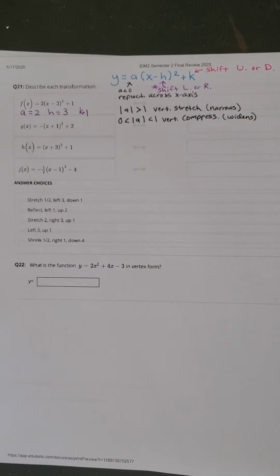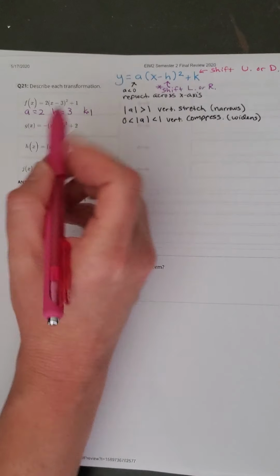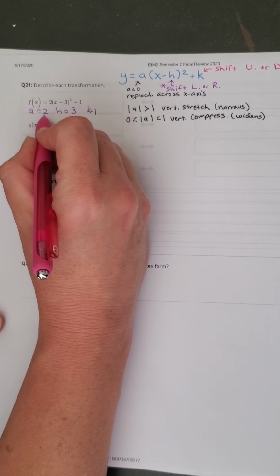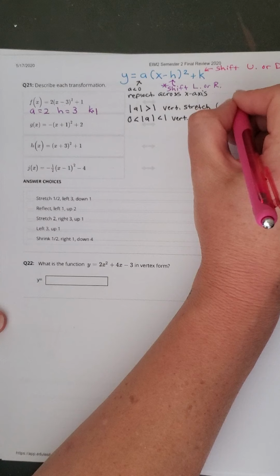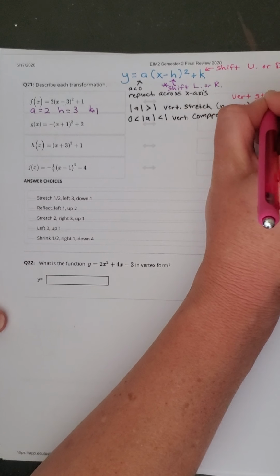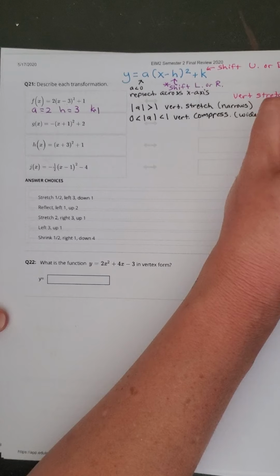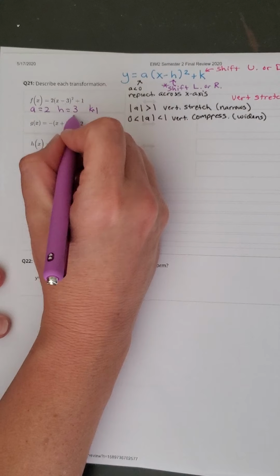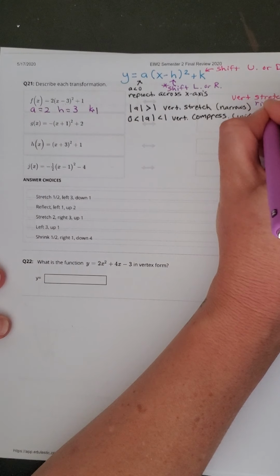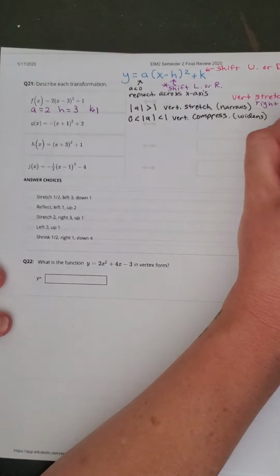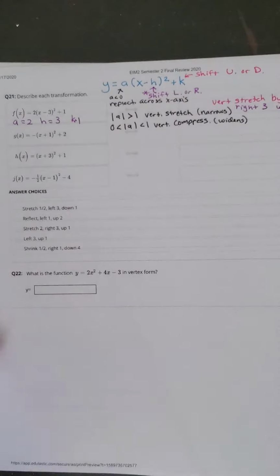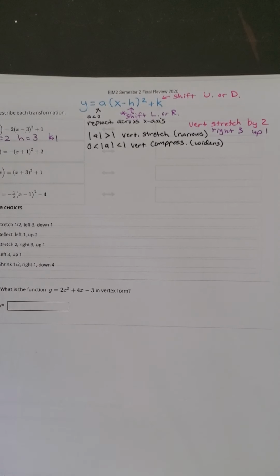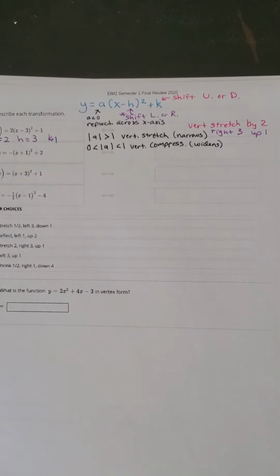Okay, so since A is not negative, there's no reflection, so we won't mention a reflection. The absolute value of A is greater than 1, so this is going to be a vertical stretch by 2. It means it's twice as narrow. And then shift to the right 3 and shift up 1. And you should put the word shift in there, but I'm running out of room. Okay, so vertical stretch by a factor of 2, shift right 3, up 1.